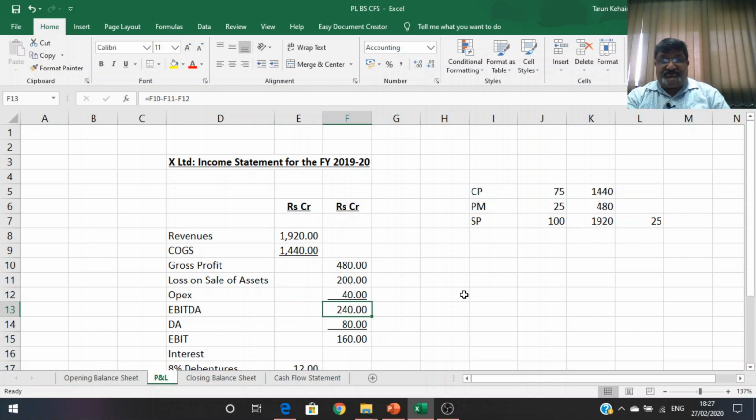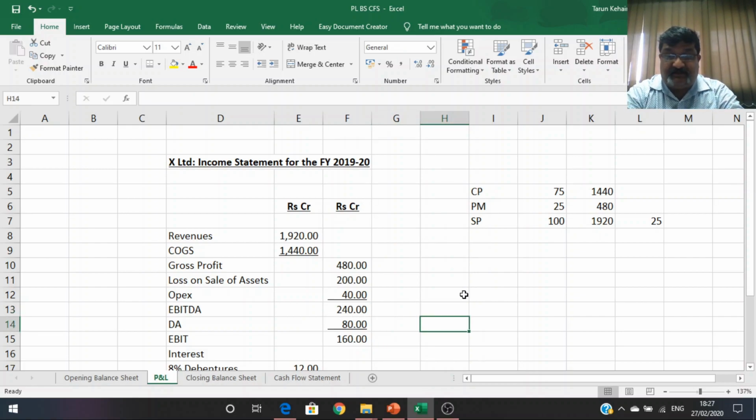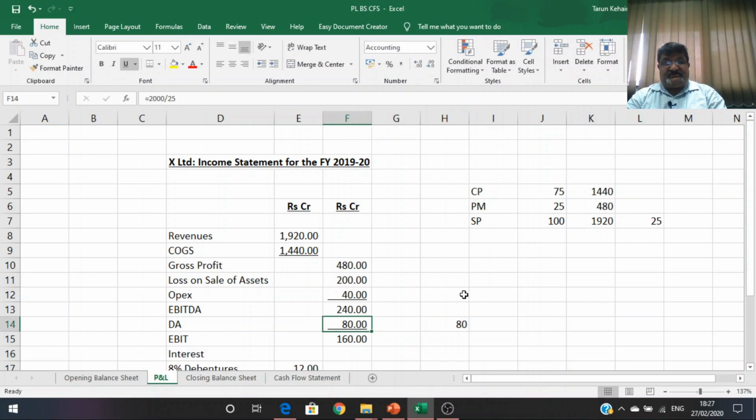Now, the new machine costs 2000 crores, right? And the useful life of the new machine is given to be 25 years. So here's how I get the depreciation and amortization figure of 80 crores, leaving me with the EBIT of 160 crores, which is 240 minus 80. So I have now reached the operating profit, or the operating income level, of 160 crores of EBIT.